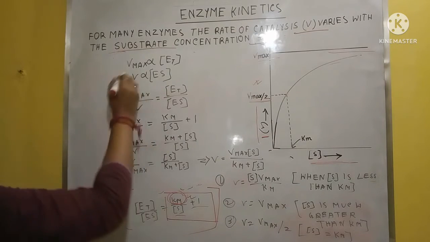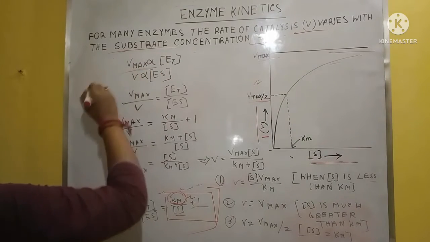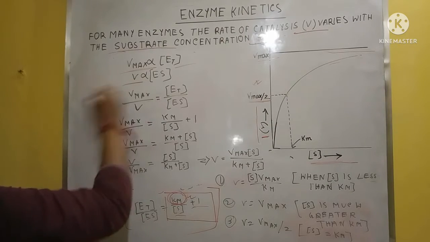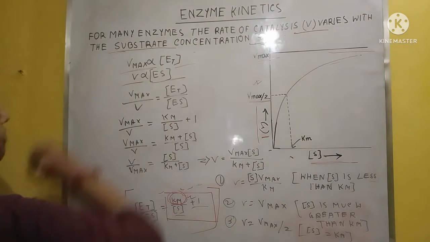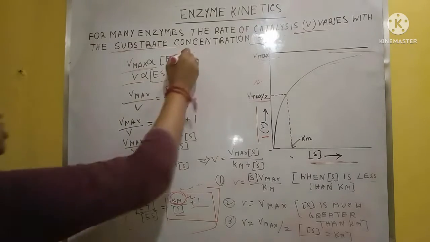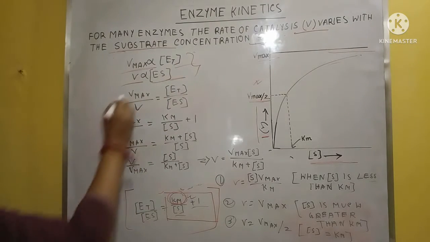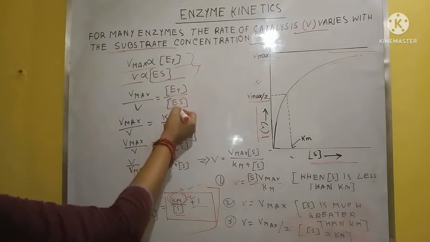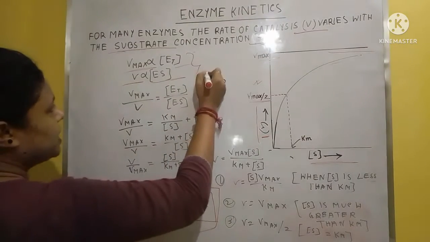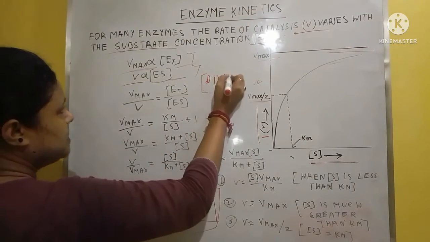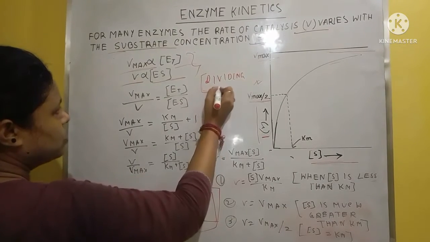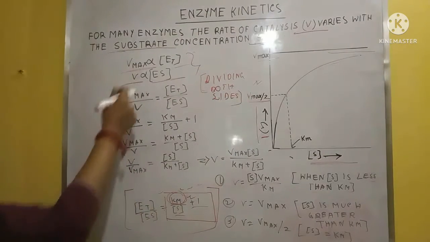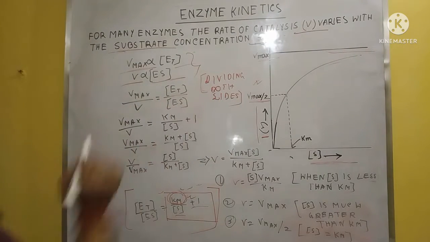You know that the maximum velocity is proportional to the total enzyme concentration, and also the velocity is proportional to the ES complex. So according to this, we can put Vmax by V equals ET by ES, just dividing both sides. Okay, Vmax by V equals ET by ES.